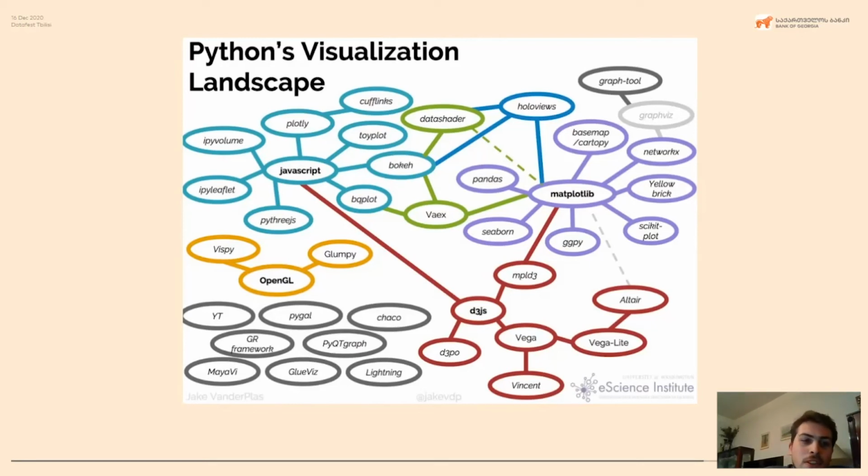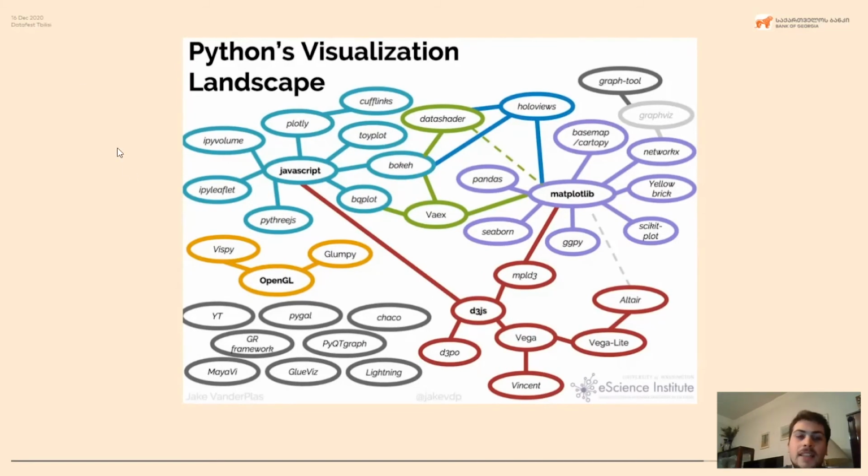He created this plot for the PyData conference, and I like it very much because you can see the big picture of the landscape. Here you see different clusters with different colors. The big cluster is based on matplotlib, as you all may know. Another is JavaScript-based libraries, and so on.